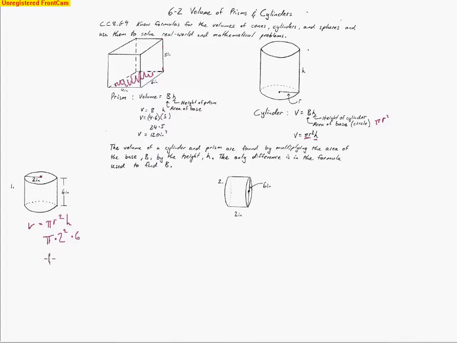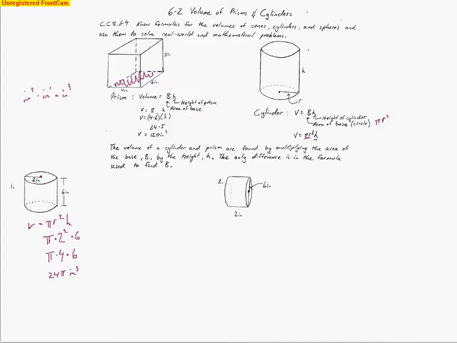I'm going to leave this in the exact form to start with. Pi times 4 times 6. I got 4 by multiplying 2 squared. And then 4 times 6 gives me 24 pi. And the units are inches to the 3rd power, cubic inches, because area is inches squared, height is inches, and when we multiply inches squared times inches, we get inches to the 3rd power. So this is the exact answer.